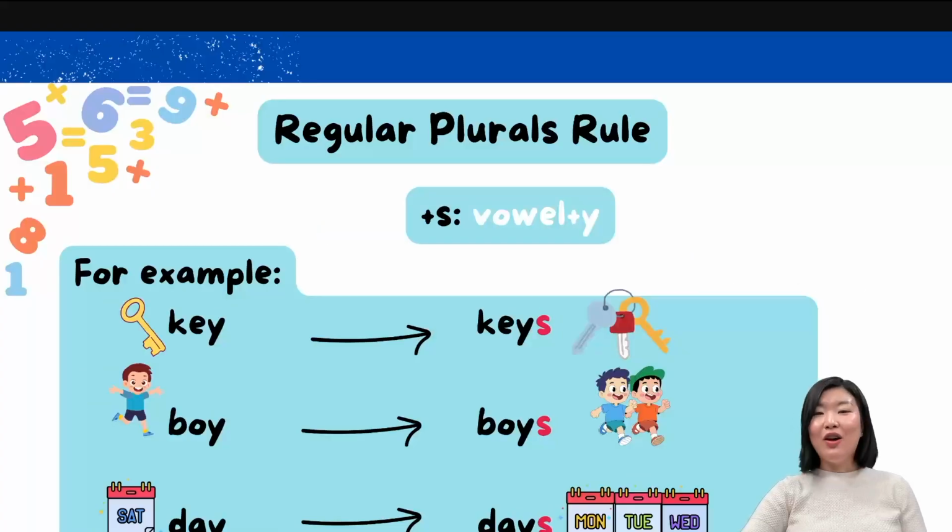When a countable noun ends with a vowel and a y, you simply add an s. So key ends with vowel e and y, so you would add s. Key to keys. Boy also ends with a vowel and a y, which is o and y, so you would add an s, which is pronounced as boys. Day ends with vowel a and y, so you simply add an s and pronounce it as days.